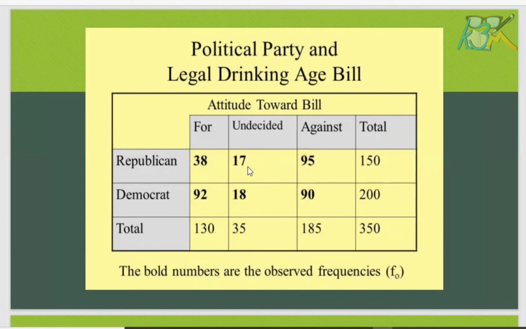And then total, 38 plus 17 plus 95. Yan yung first step. 150. Then 92 plus 18 plus 90, 200. And then ito 38 plus 92, 130, and so on.